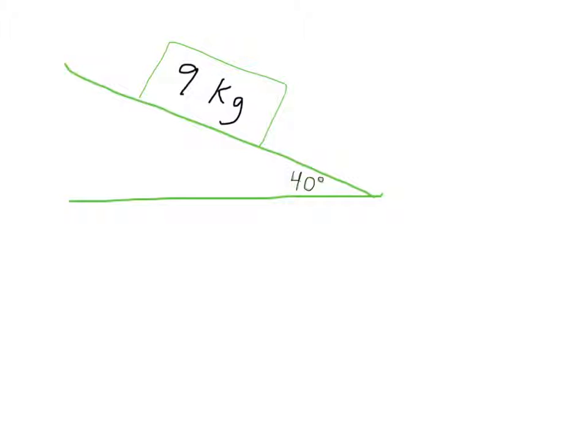The situation is I have a frictionless, that's important, frictionless ramp at a 40-degree angle, and I have a 9 kilogram mass on it. That 9 kilogram mass is going to obviously slide down the ramp. I want to know two things. I first want to know what is the net force, and I want to know what is the acceleration.